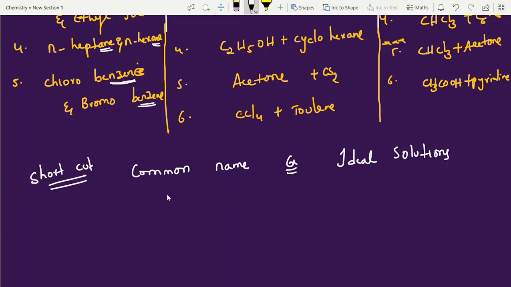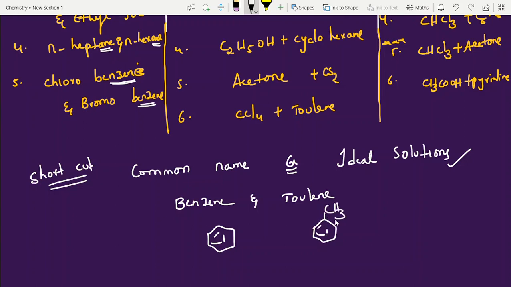Ethyl, ethyl is common. Common names means that it goes for ideal solution. Right? So next, sometimes they are asking like this, benzene and toluene. Yes, benzene and toluene are also an example of an ideal solution. What is the benzene structure? This is. What is the toluene structure? This one.